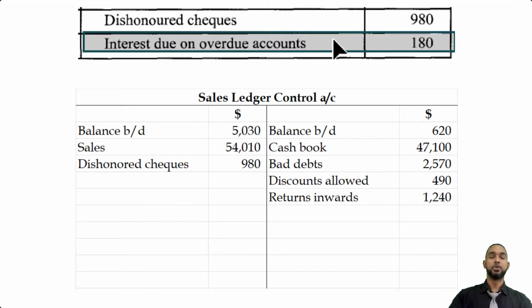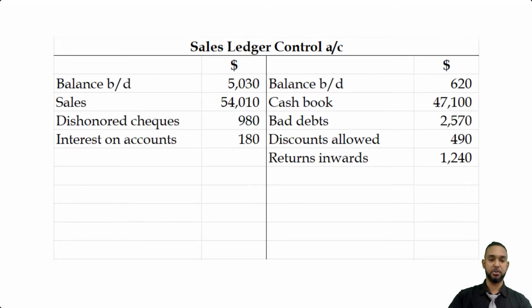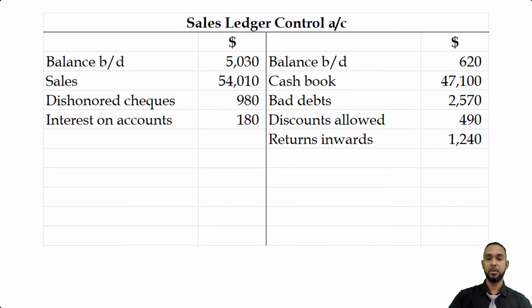All right. And the last item to go in the control account before we balance off is interest on overdue accounts. So when customers don't pay on time, there may be a clause in the contract that says, hey, if you don't pay on time, we're going to charge you interest on the amount overdue, which is going to increase the amount they have to pay us, hence increasing the debt or the asset, which will require a debit to the asset account. Now, there's no more information to go inside of the control account. So what we are going to do is we are going to balance it off.